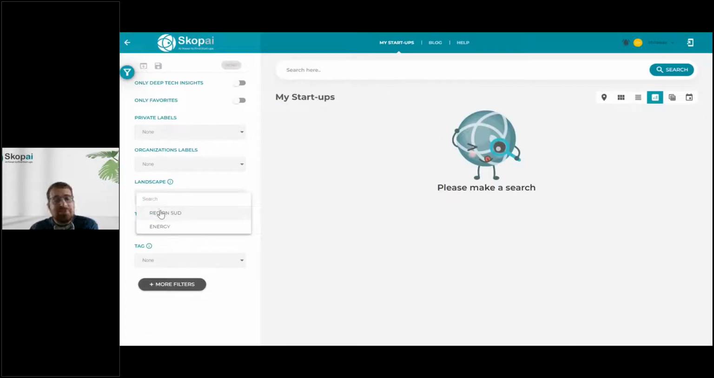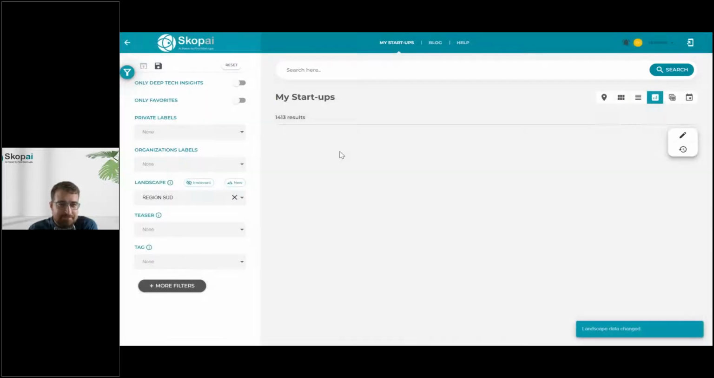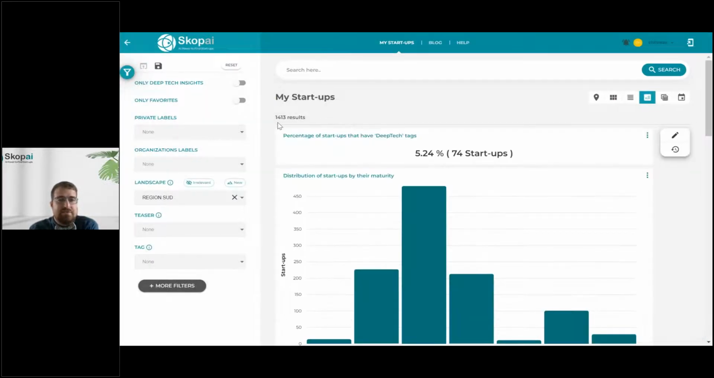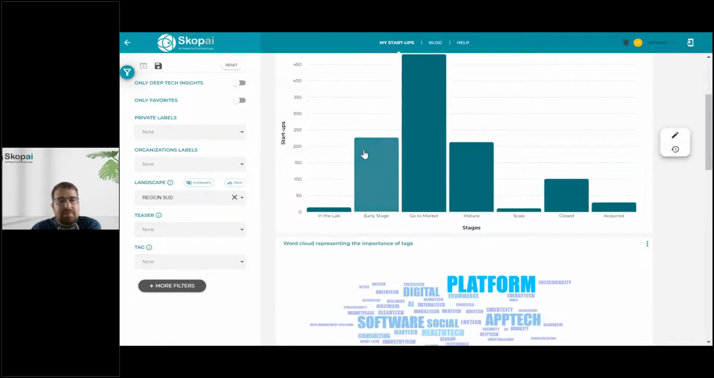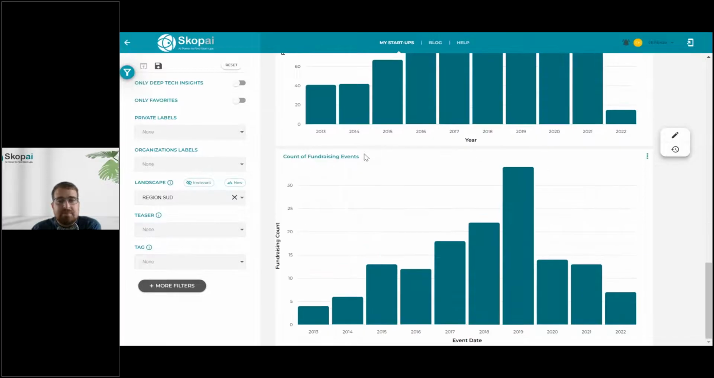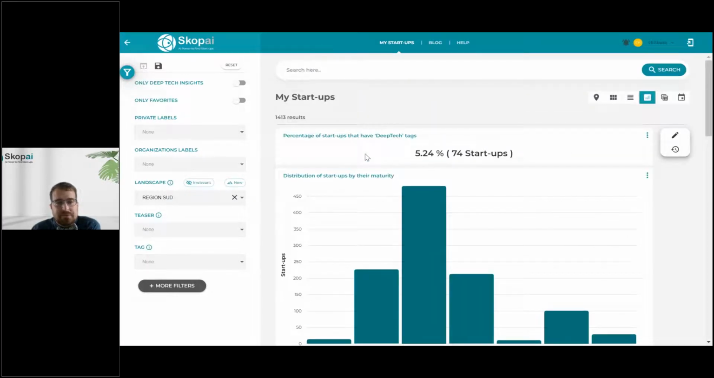This is Region Sud. It's the southern region of France. And what this is, it shows the number of startups. And again, we have all of this specific information. All the charts we had before will still be here, along with the other ones you can add. But we can also search regions now by tech filters.